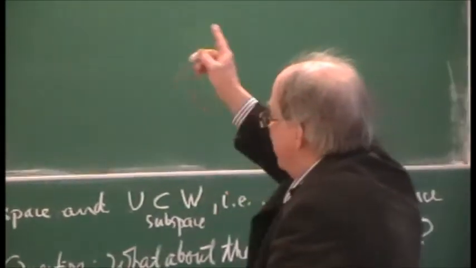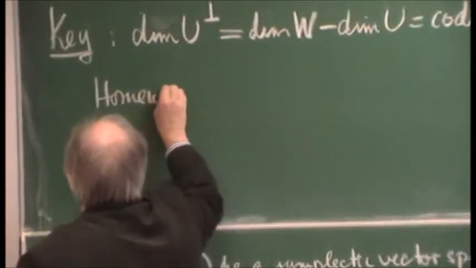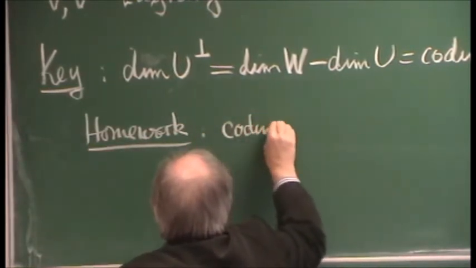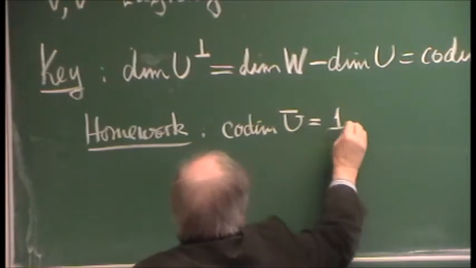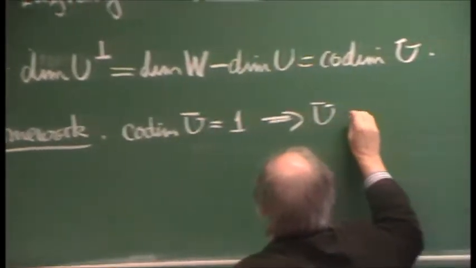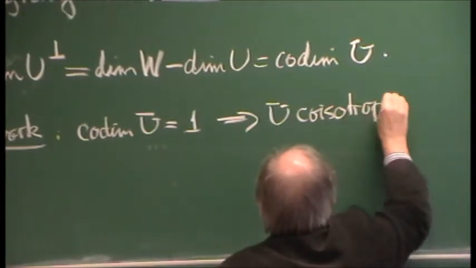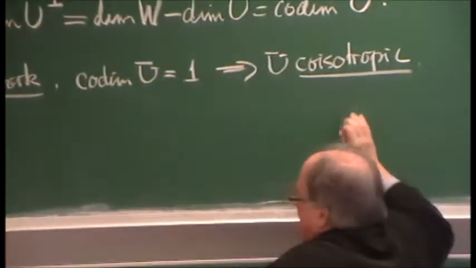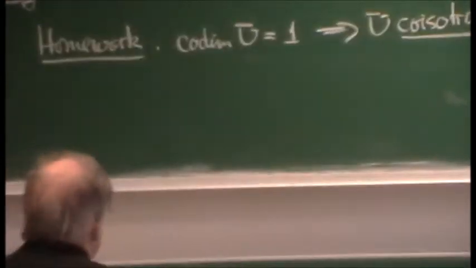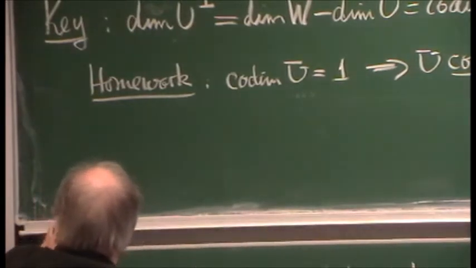Okay, so this is a key fact in computing these things. In the homework, I asked you to show it, it's not difficult. Codimension of U equals 1 implies U is actually coisotropic. This is for silly reasons, but it's a very important case. Just a check. Let me see, Lagrangian, coisotropic, what other words do I have? Symplectic. So I should give you some example.